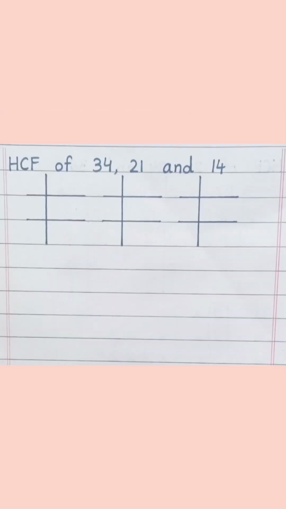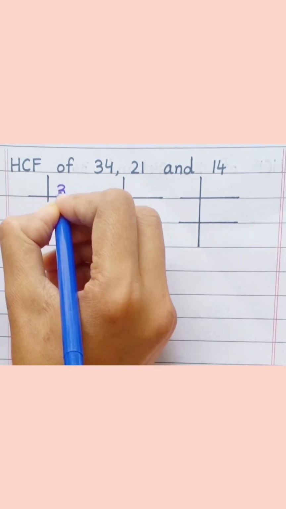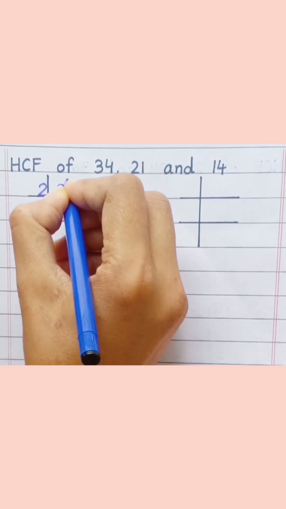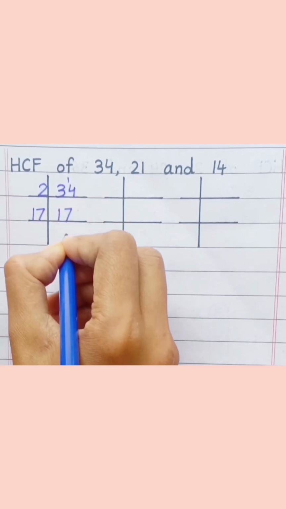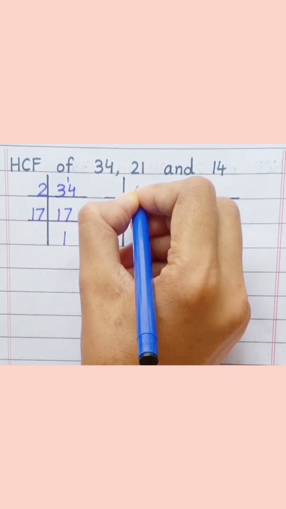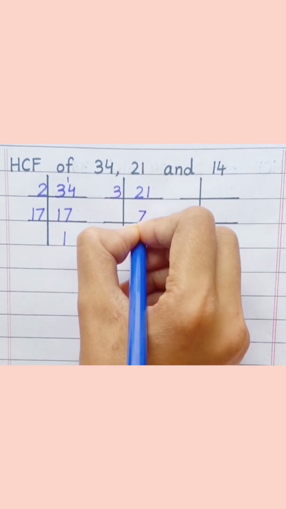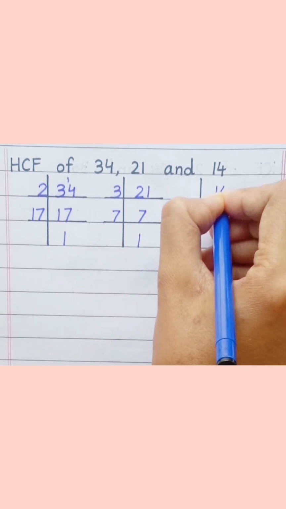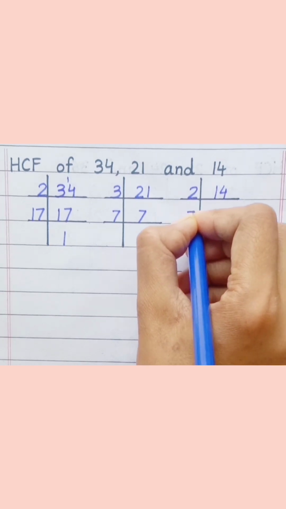HCF of 34, 21 and 14. 34: 2 ones are 2. 2 sevens are 14. 17 ones are 17. 21: 3 sevens are 21. 7 ones are 7. 14: 2 sevens are 14. 7 ones are 7.